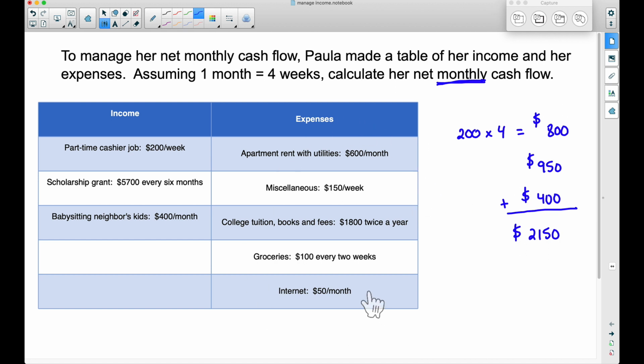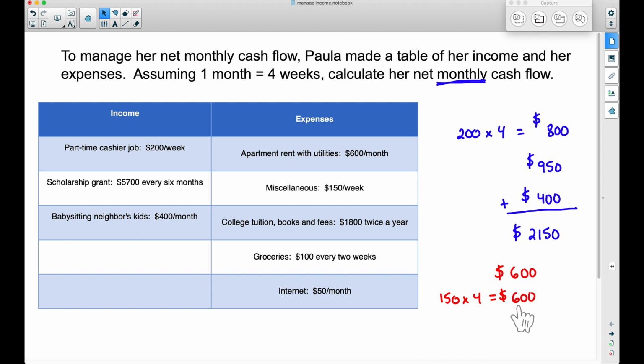Now let's look and see how much she has going out. So now on to the expenses. Again, net monthly cash flow. Well, her apartment rent with utilities is $600 per month. So this is an expense. And since it's already based on per month, we don't have to do any extra work here. Miscellaneous, $150 per week. So she's spending $150 per week on miscellaneous items. And again, since there's 4 weeks in a month, if we take the $150 per week times 4 weeks in a month, we'll have $600. This is how much she spends per month on miscellaneous items.